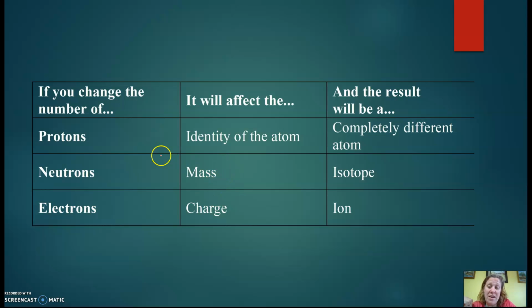Neutrons just change the mass. When you change the mass, that's called an isotope. If you change electrons, you have a charge, and that's an ion. So here are our 2 I words. Isotope, same element, different neutrons. Ion is still the same element, it just has a charge now.